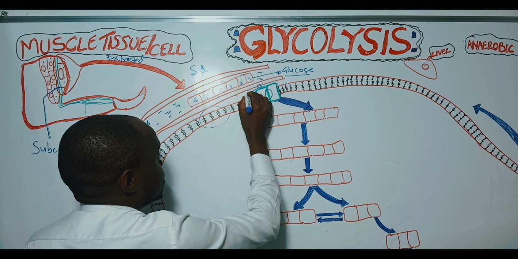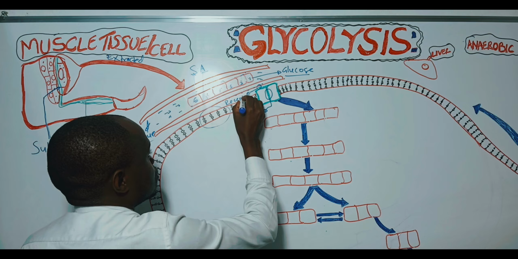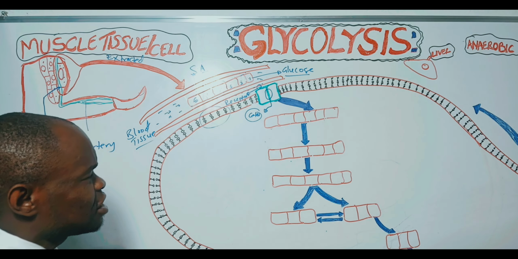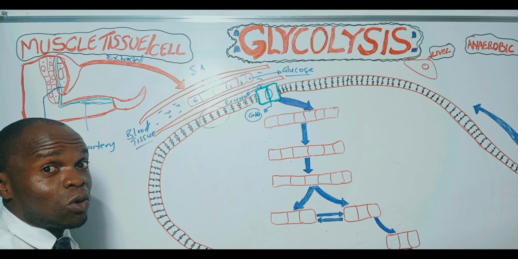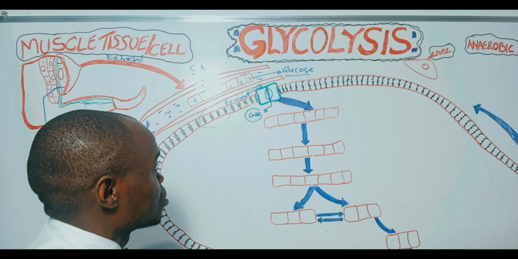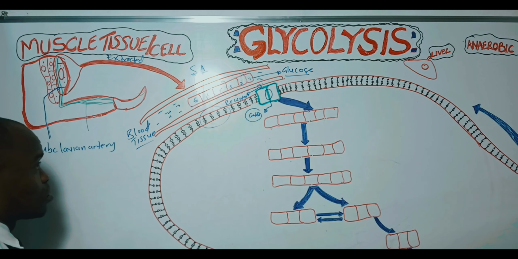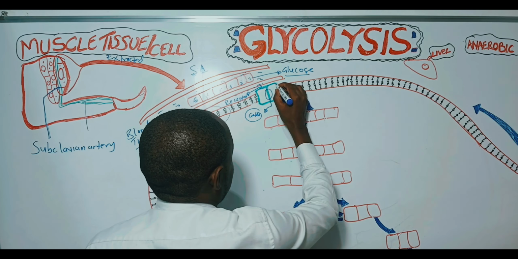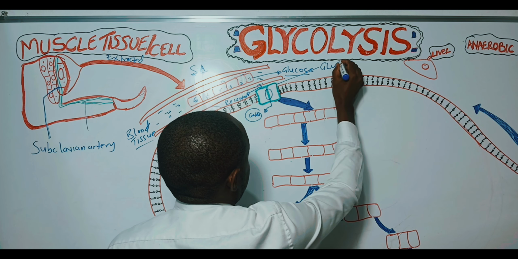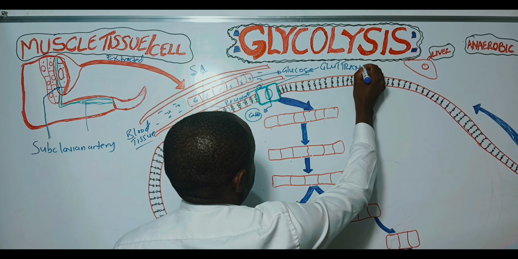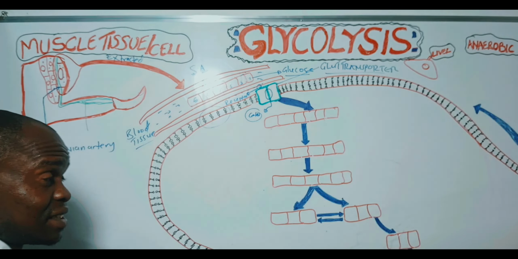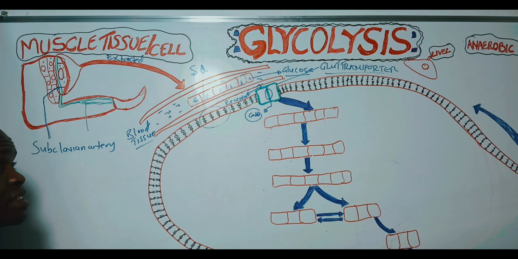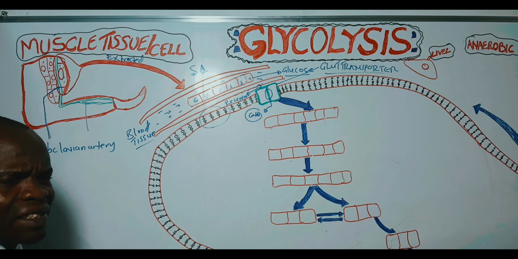Then we have the receptors, the same time the gate here. These are called the GLUT transporters. The G here is called the GLUT transporter. We must appreciate that these GLUT transporters are in various muscle cells and also other body organs like the liver. The ones in the liver are not the same as the ones in the muscles.